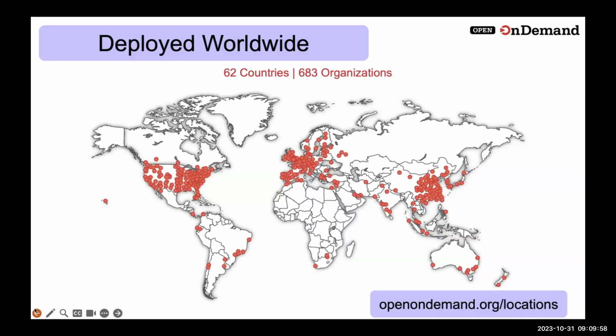It's deployed worldwide. We're in 62 countries and almost 700 organizations. We know that we're somewhat undercounting this because we derive this map, each of these red dots, we trace the IP addresses from our RPM records and logs, and that's what we're plotting. So we know that we're undercounting, but even so, it's growing quite rapidly. Even at PEARC this year, we were just barely at the 500 mark. So just in a few months, we're seeing rapid deployment of Open On Demand.